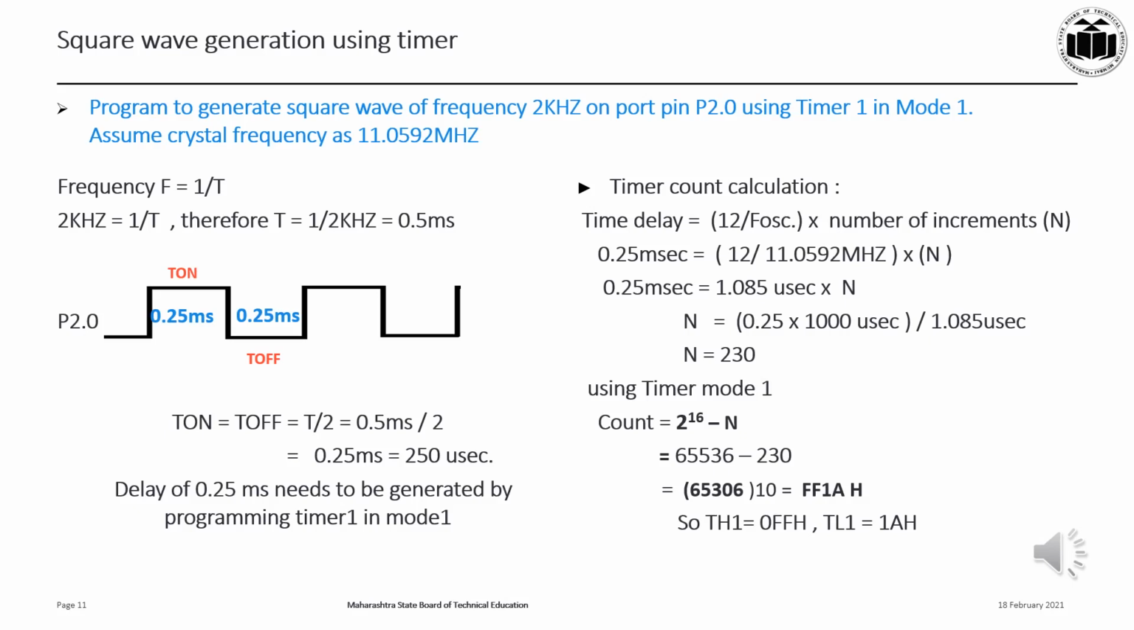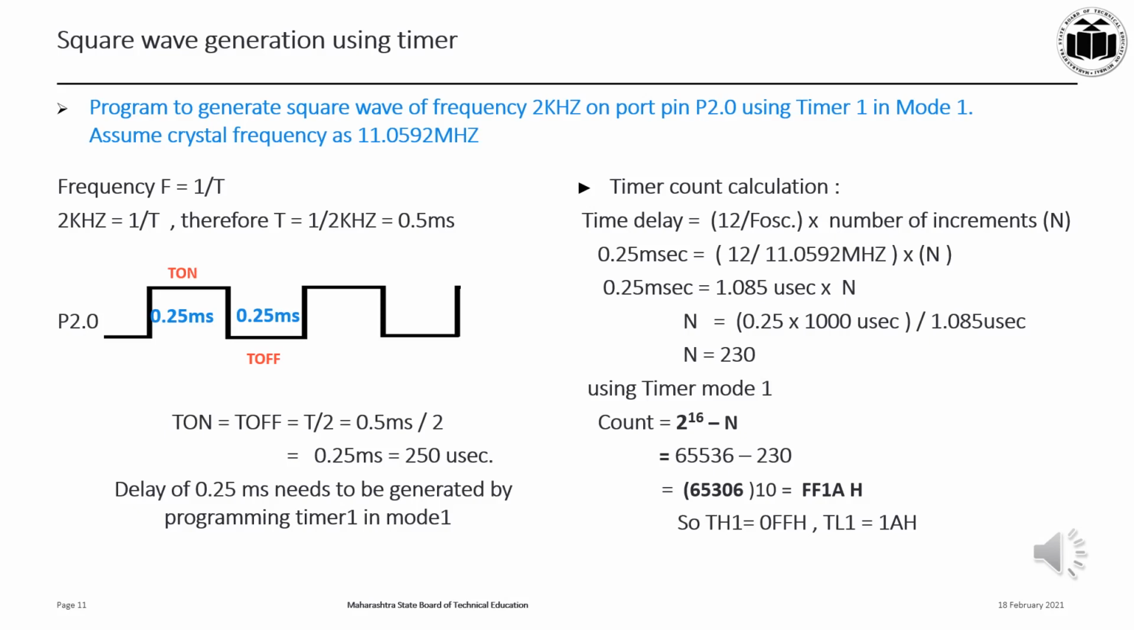A square wave with a time period of 0.5 milliseconds will have its T on time and T off time equal to half of its time period, which is 0.25 milliseconds or 250 microseconds. Thus, a delay of 0.25 milliseconds needs to be generated by programming timer 1 in mode 1. Now let us understand the timer count calculations. Time delay generated by the timer is given as 12 upon F oscillator, which is the time for one machine cycle, multiplied by the number of increments the timer has to make to overflow.